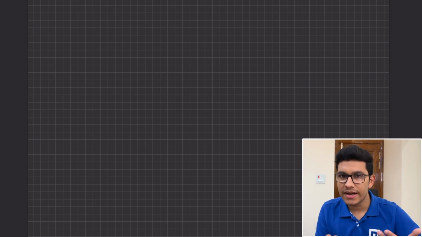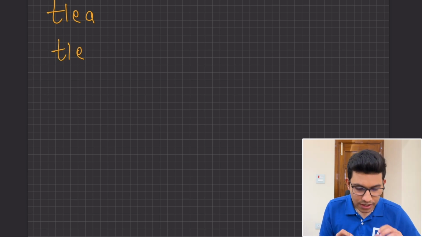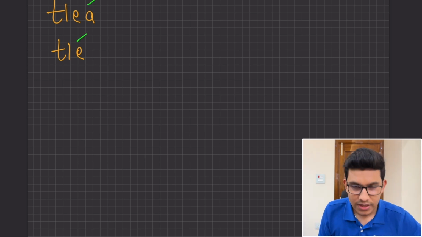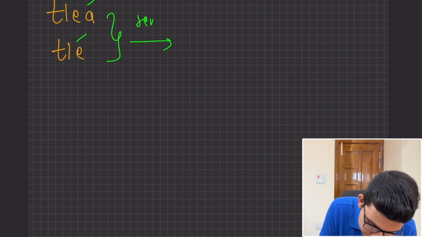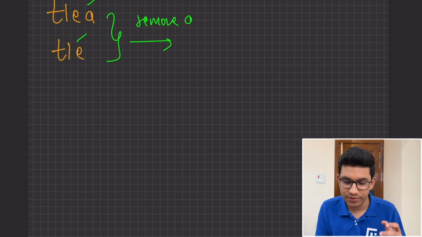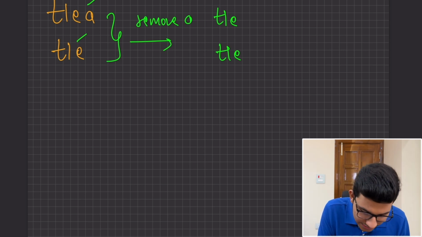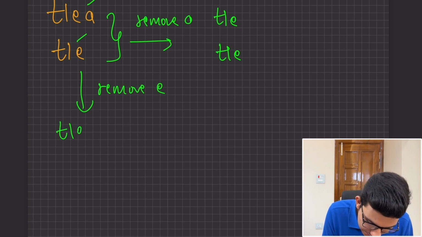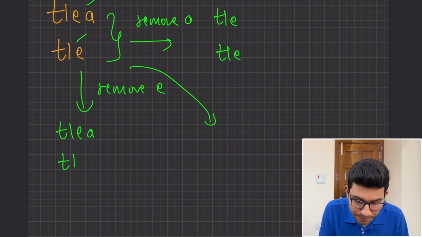Okay, so let's try to consider an example here. Let's suppose you had something like TLEA and you had TLE. What are the things that you could do? Let's start from the last character. Let's look at this A and let's look at this E. Clearly, they're not matching. So what we could do is remove A. If we remove A, we will be left with TLE and TLE. Another thing that you could do is remove E from the lower string. Then you would be left with TLEA and TL. Another thing that you could do is replace A with an E.